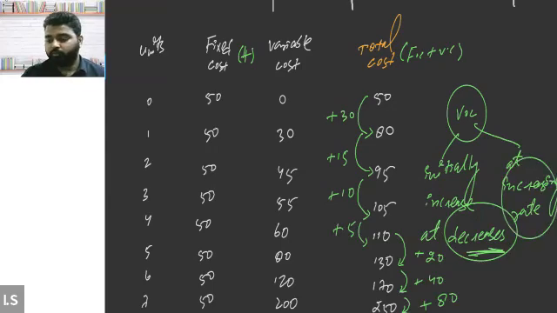So the thing that I want to focus on is that the behavior of the total cost and the variable cost always remains the same. If variable cost is increasing, total cost will also increase. If variable cost is increasing at a decreasing rate, then total cost will also increase at a decreasing rate. And if variable cost is increasing at an increasing rate, then obviously total cost will also increase at an increasing rate. Okay, so I hope this is clear to you, Alexander.